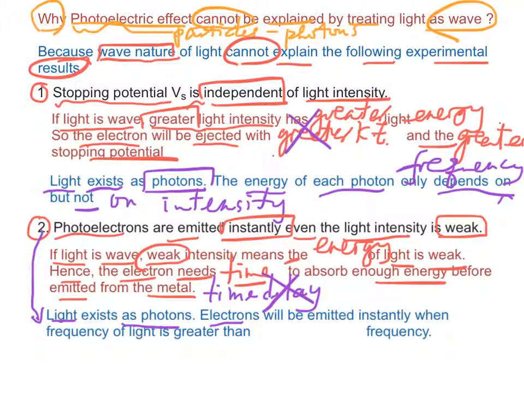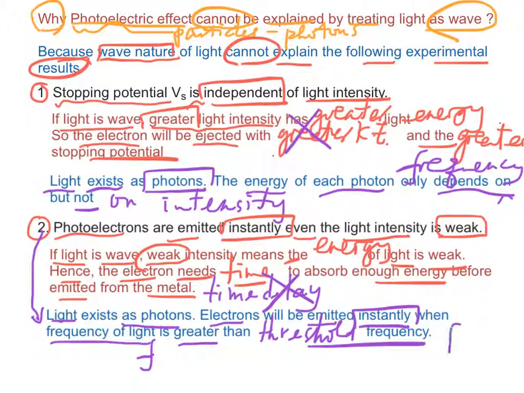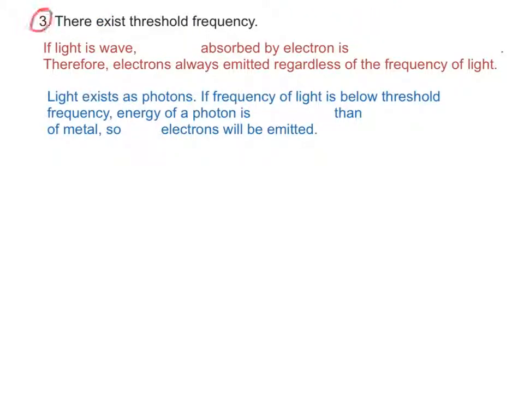This result can be explained by light existing as photons. The electrons will be emitted instantly when the frequency of light, f, is greater than the threshold frequency, which you have learned is equal to f naught. That means for f larger than f naught, electrons will be emitted instantly. The third experimental result is that there exists a threshold frequency f naught.